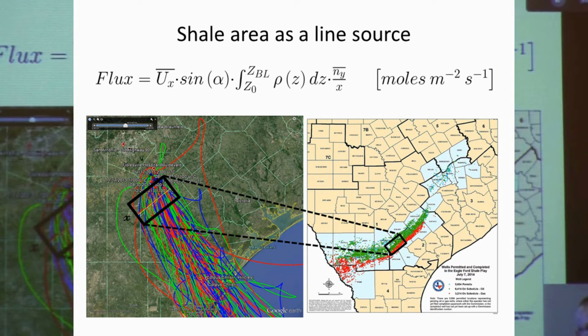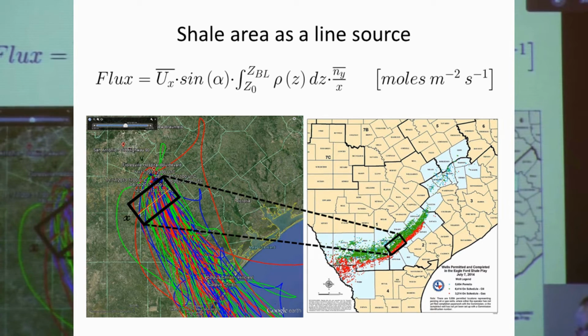Those are all what I call back trajectories that we have calculated using an online program at NCAR called HYSPLIT. And you can see that they're all going through this rectangle, almost all going through this rectangle, I should say, and coming through Corpus Christi when they enter the coastline. We presume that we can treat the shale area as a line source, and there's a quite well-defined formula on how to estimate the emissions from a line source, which you see on top here.